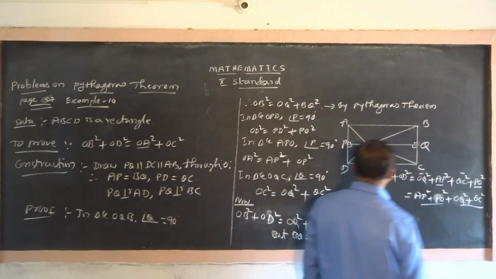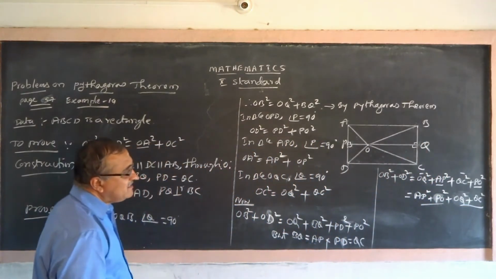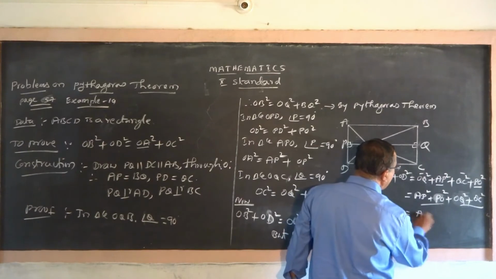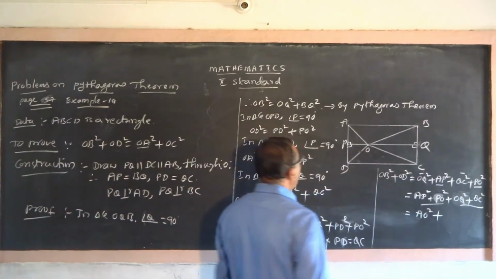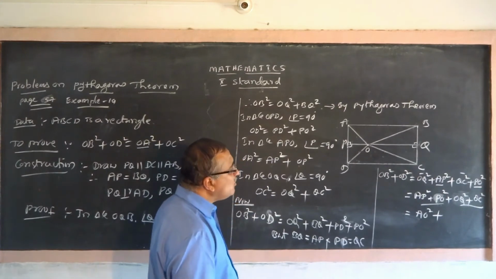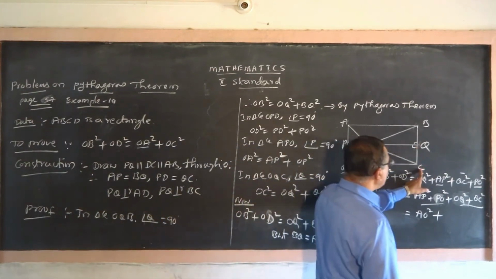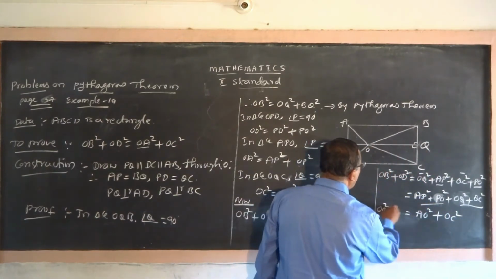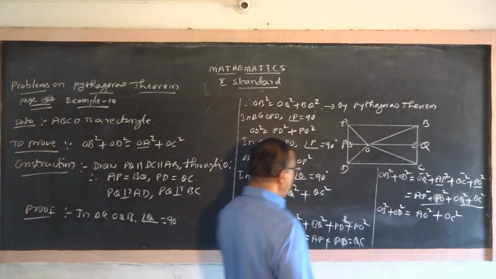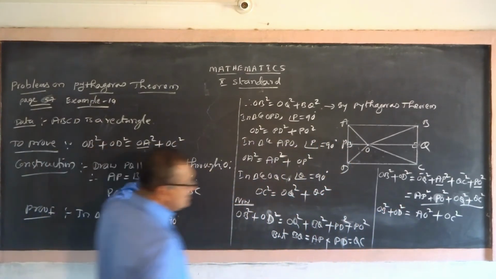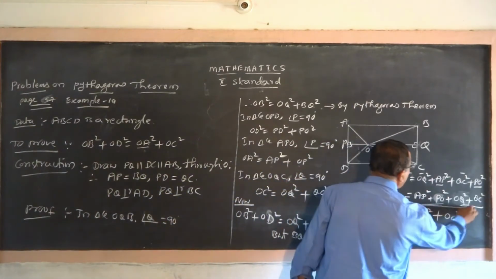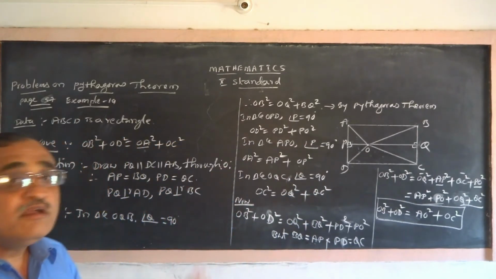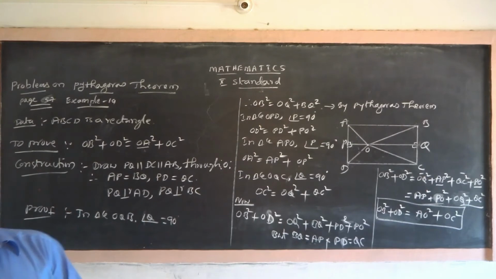Now combine these two, AP and then PO. Sum of AB square plus BO square is AO square, plus next OQ and then OC. What is that? OQ square and QC square is OC square. Is it right? So this is OB square plus OD square equals AO square plus OC square. This is the way how we get it. So this is how we can solve that problem. We can take up the next problem.